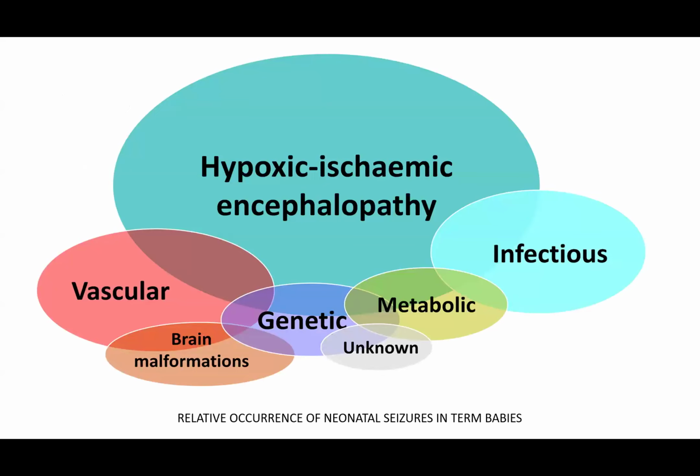So coming to etiology of neonatal seizures, the major share, 30 to 45% of seizures, will be due to hypoxic ischemic encephalopathy. Others will be infectious causes, metabolic, vascular causes, genetic, and brain malformations. And the last one will be unknown causes. So with this history and keeping in mind probable etiologies, we proceeded to work up.